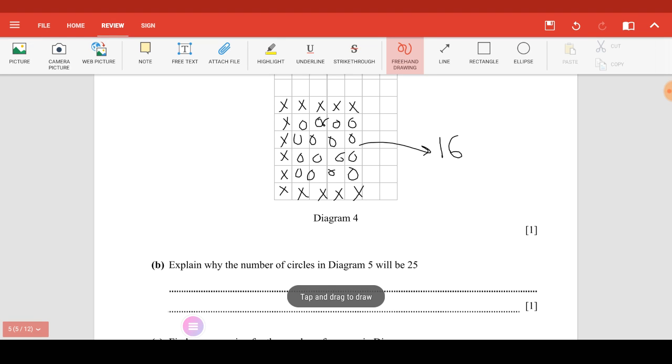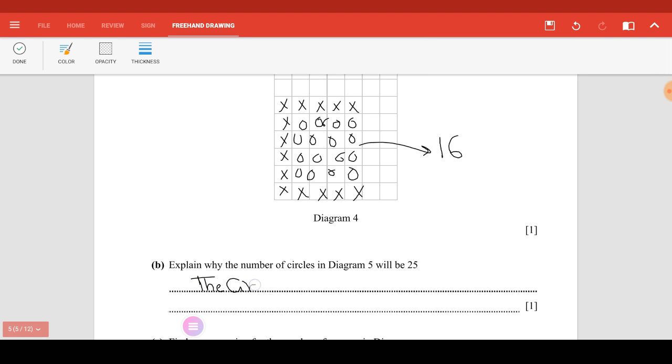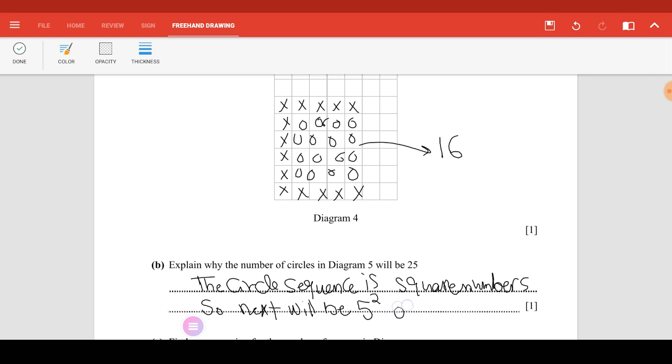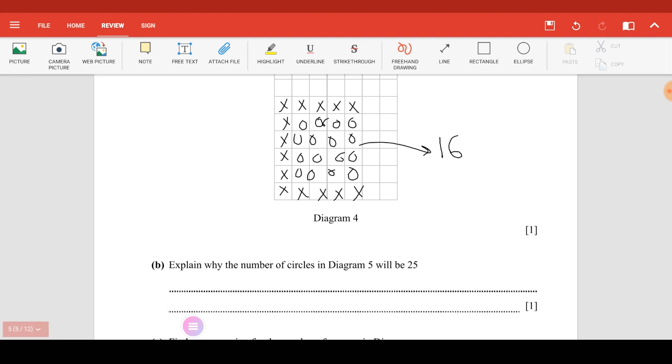So you can write that the circle sequence is square numbers. So next will be 5 squared, or you can write 5 multiply 5. The idea here is that if in the mark scheme he finds this word or this in your answer, he will consider your answer as a correct answer.